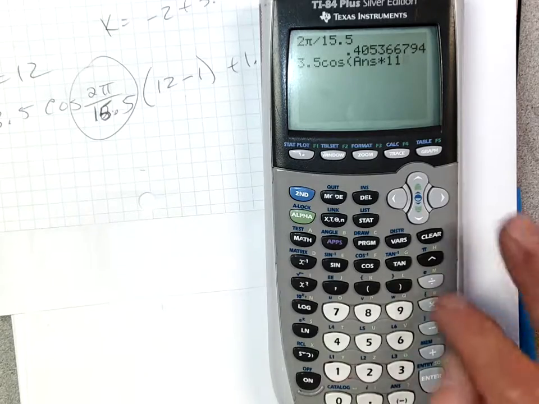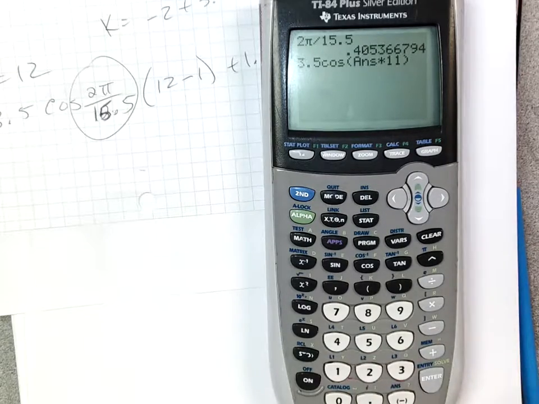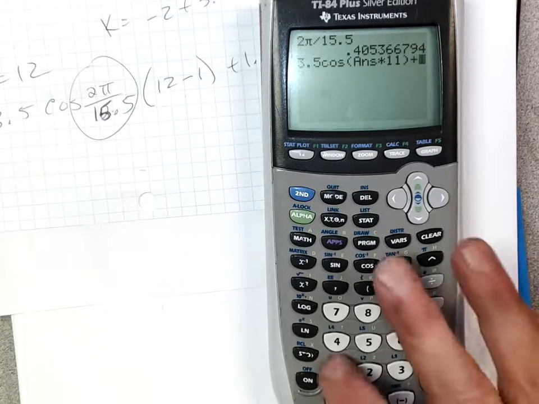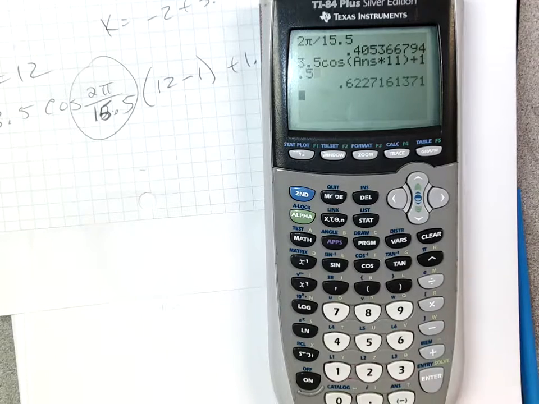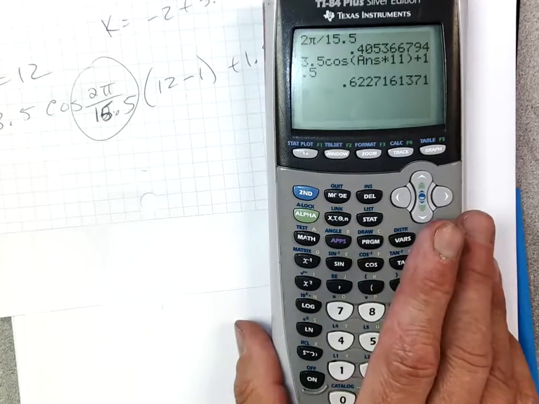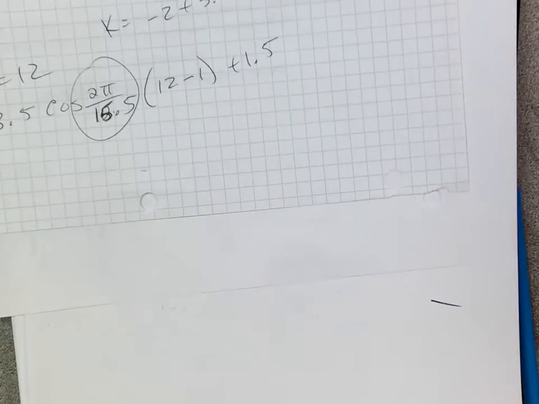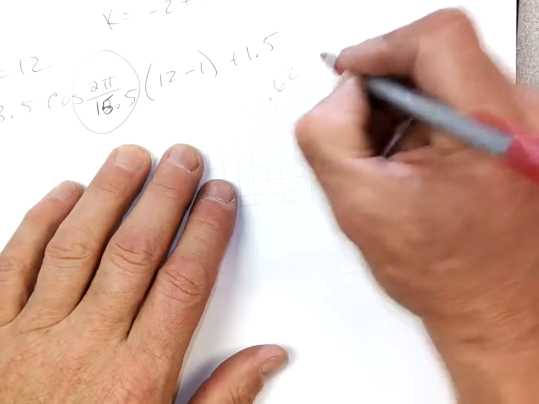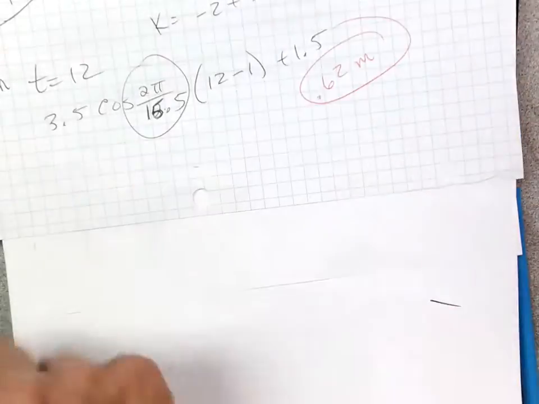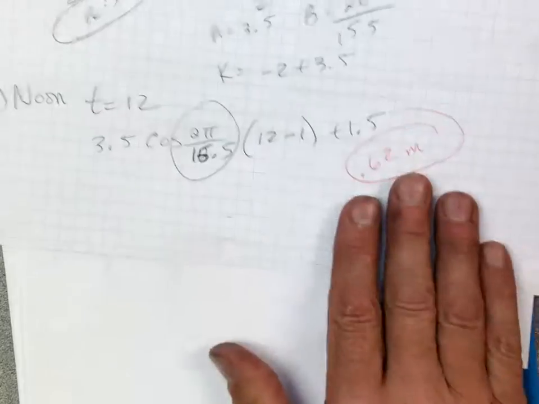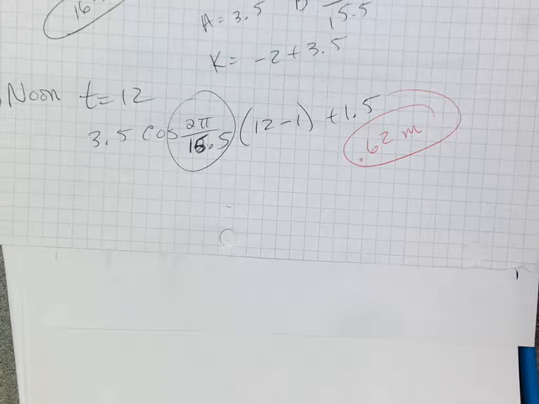You okay with the 11? Okay with the 11, right? And then plus 1.5. Now we think it's about 1. About 0.62 would be the height of the tide. Okay? So 0.62 would be pretty accurate, 0.62 meters. Now, a lot of stuff in this one problem. You guys agree? So maybe go home tonight and practice it.